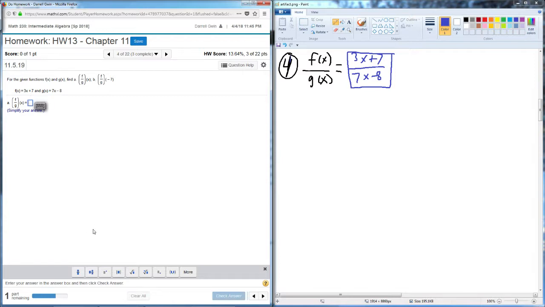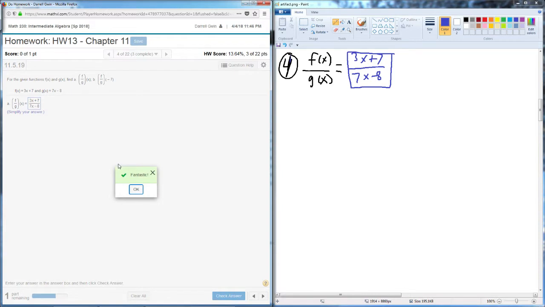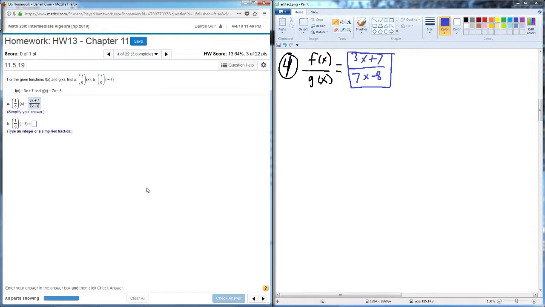So I'm going to start with clicking on the fraction symbol. 3x plus 7. I'm going to hit the down arrow to go to the bottom. 7x minus 8. And I got it. Plug in a negative 7. So this is the negative 7 version.